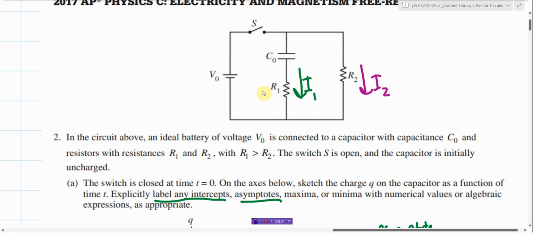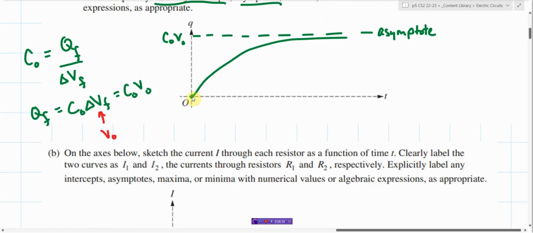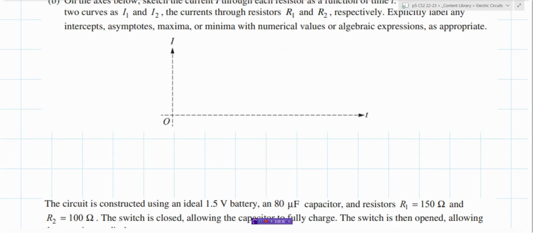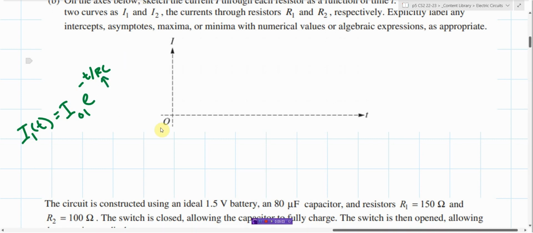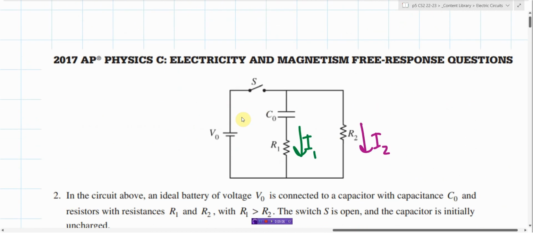So I1 is going to follow the time function for a charging capacitor, which I'm just going to write over to the side and I'll get rid of later. I1 as a function of time should be an initial current through resistor 1 times decay, like this. Where the R right there is only the R that is involved in the circuit with the capacitor. So just R1.